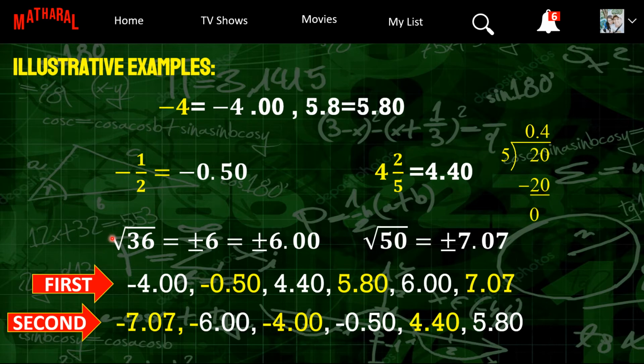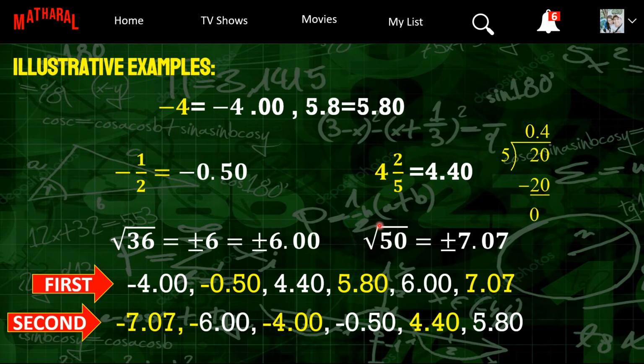So, in here, in taking the square root of a particular number, even a perfect square number, there are two signs, the positive one and the negative one. We already know that the square root of 36 is positive and negative 6. Ayan po siya. So if we're going to rewrite positive and negative 6 and add two zeros right after the decimal point, as what we had before dito po sa taas, ayan po sa negative 4, ganun lang din po gagawin natin sa positive and negative 6, which is equal to positive and negative 6.00.